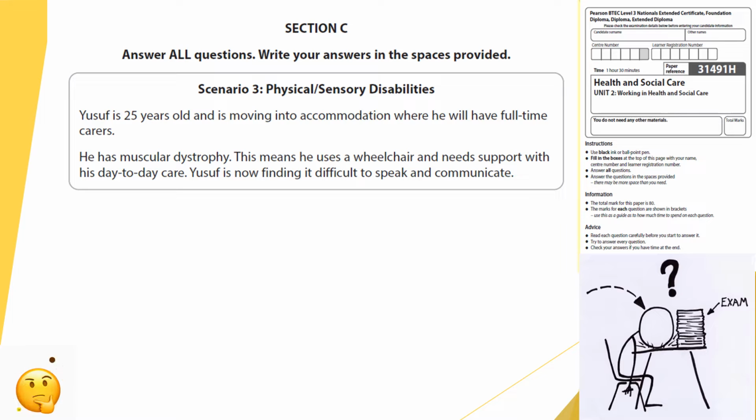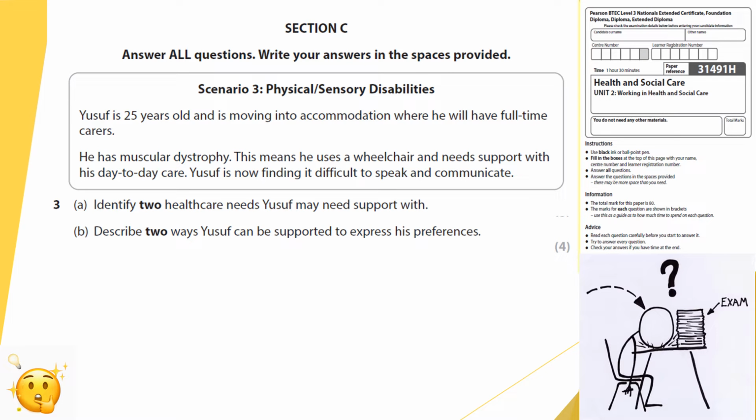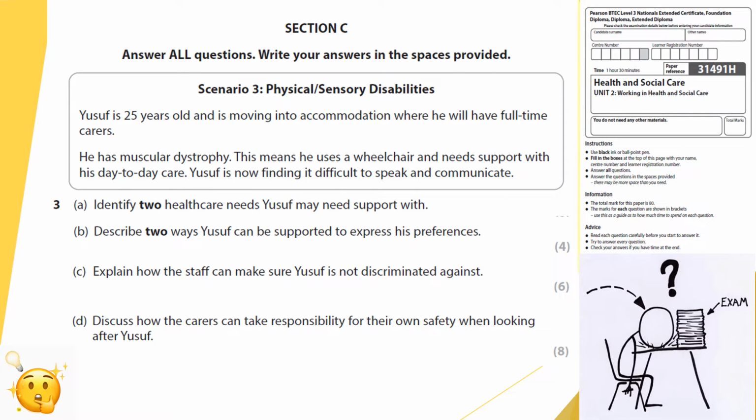So we're going to look at the first section of student responses. This is section C, as I say, A and B very similar grades compared to one another. This is the scenario where you've got Yusuf, who's 25 years old, moving into accommodation where he'll have full-time carers. He's got muscular dystrophy, he uses a wheelchair, and he needs support with his day-to-day care, particularly speaking and communicating. The questions ask about his healthcare, how his needs can be expressed, how discrimination can be prevented, and again, responsibility for safety.